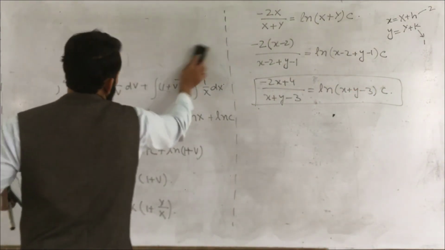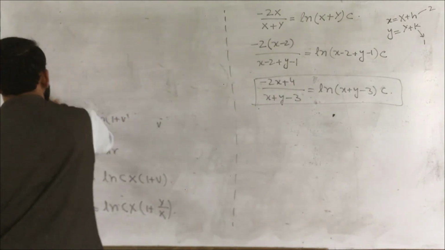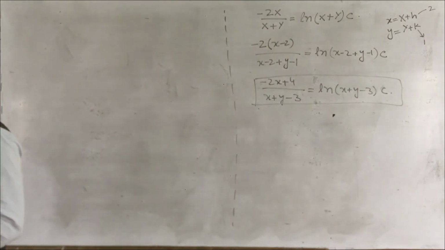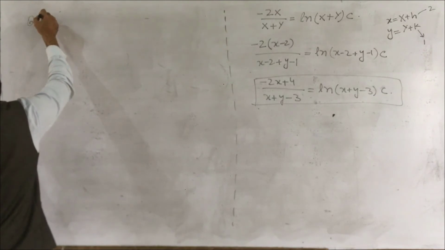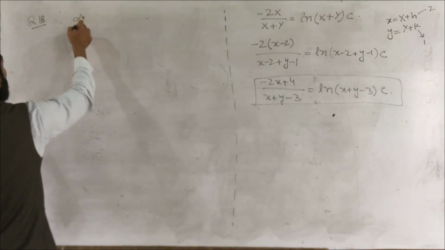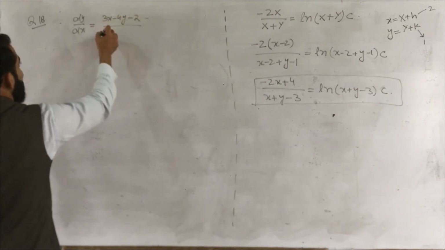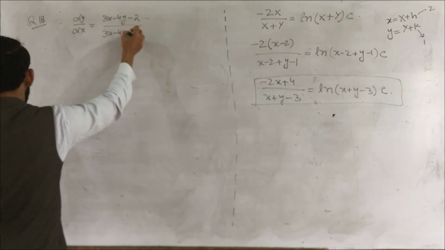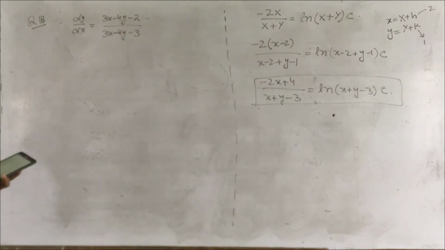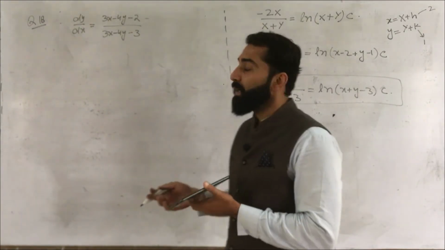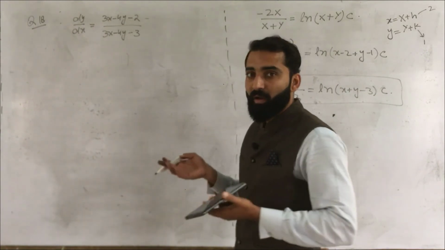For that I will choose question number 18, which is dy over dx is equal to (3x minus 4y minus 2) divided by (3x minus 4y minus 3). It is clear from the equation that it is a non-homogeneous differential equation. Now we have to find out whether it is of type 1 or type 2.